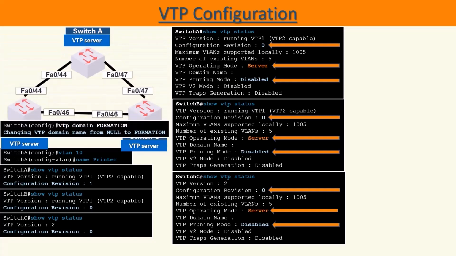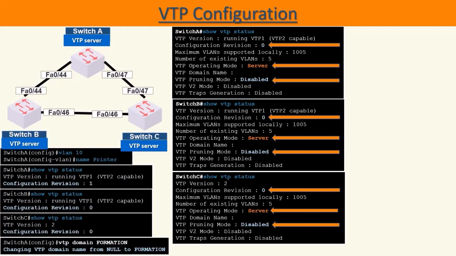For this, we will execute the command on switch A, vtp domain, followed by the domain name we want to assign to it. Here it will be formation. As switches B and C also had no domain set up, they will automatically take the formation domain. The domain sync would not have occurred if they already had a domain configured, that is, if their domains were not null.